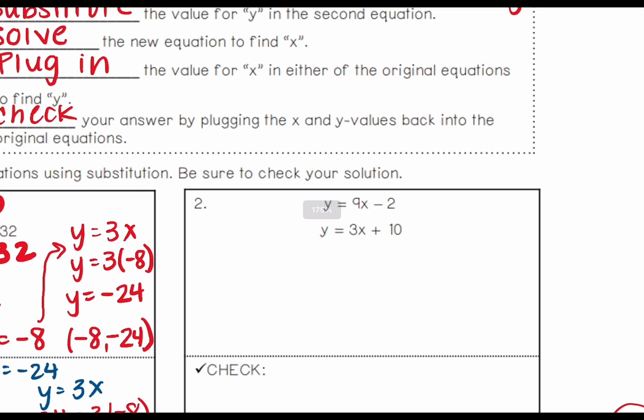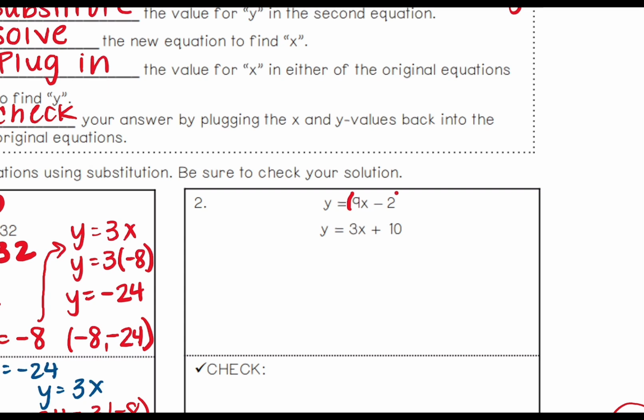And so here I know it's a little bit longer, but I'm still just going to take this entire value of y and plug it in for my y. So then I would have 9x minus 2 equals 3x plus 10. So this is kind of a different situation. Now I have x on both sides. We have a poster hanging up in the classroom about x on both sides. My first step should be to eliminate one of those x's.